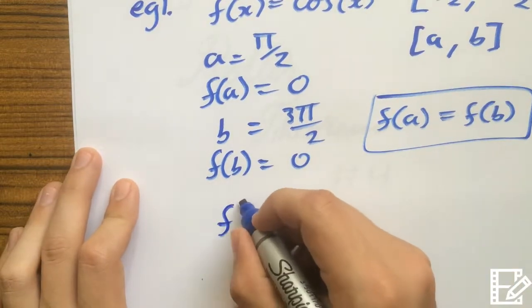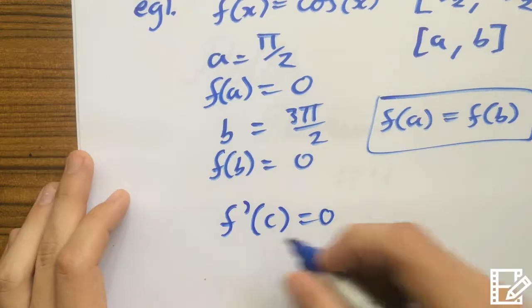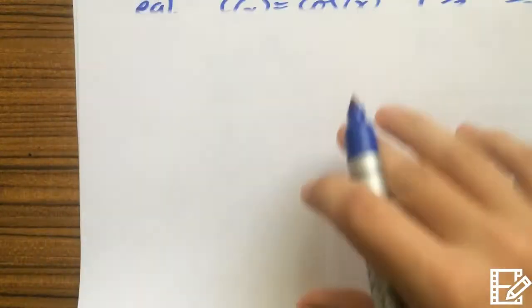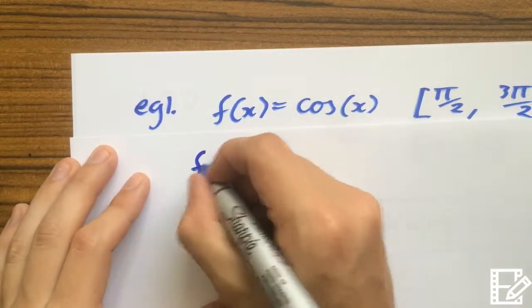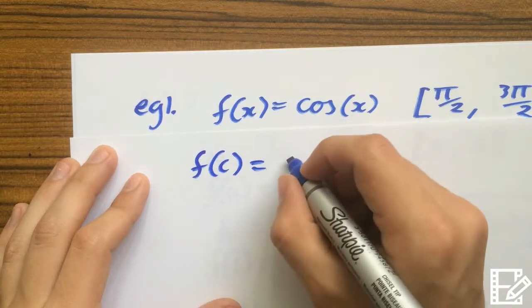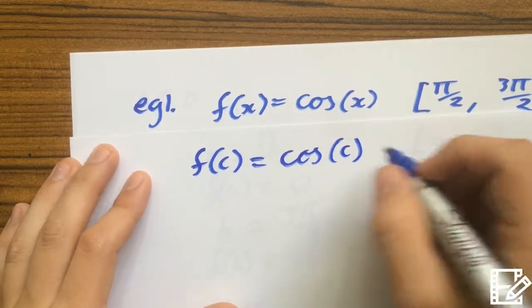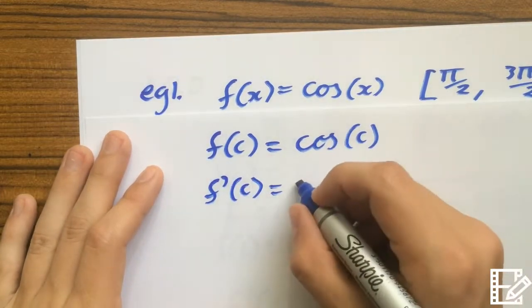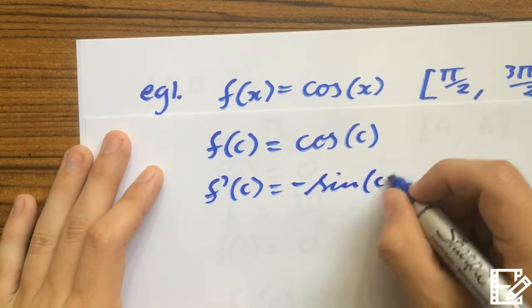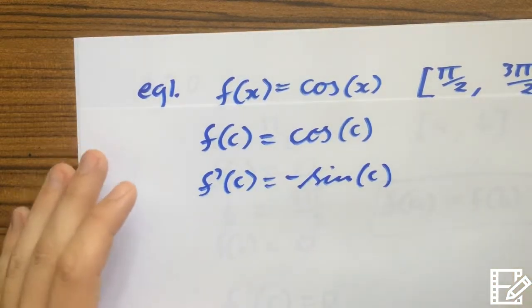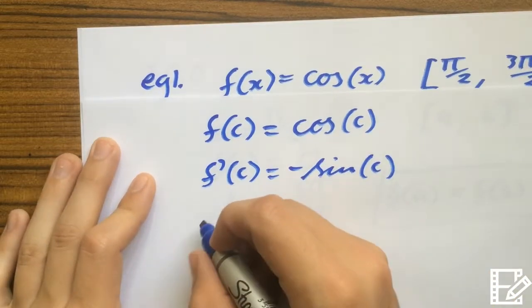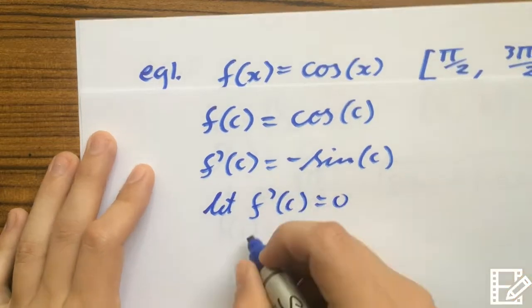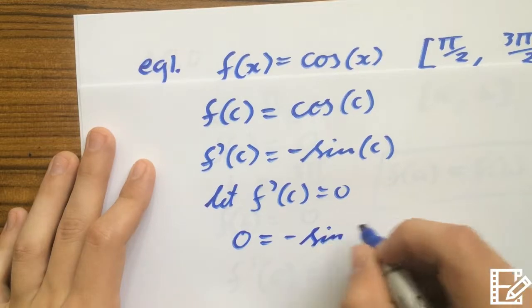Now it's basically saying that the derivative of f at c will equal 0. So let's find the normal function of c and then differentiate it. For f of c, just replace all the x's with c's. So that's cos of c. And the derivative of cosine is negative sine c. Okay, and now we set it to 0. So let the derivative f prime of c equal 0: 0 equals negative sine c.